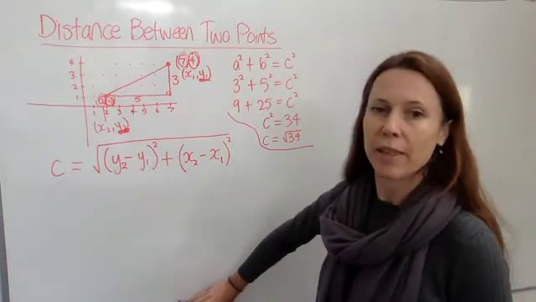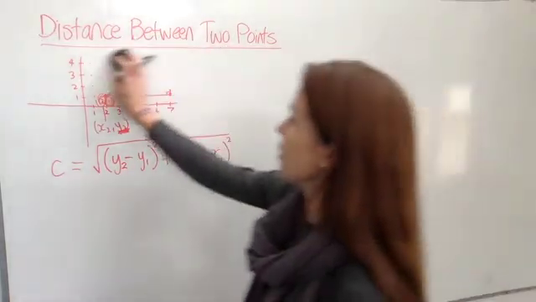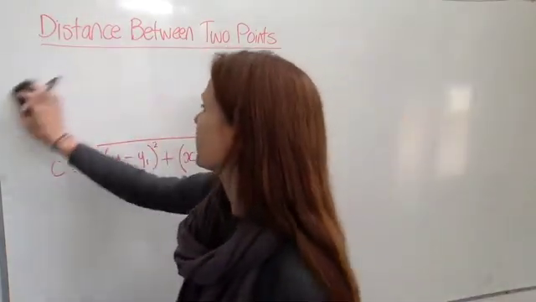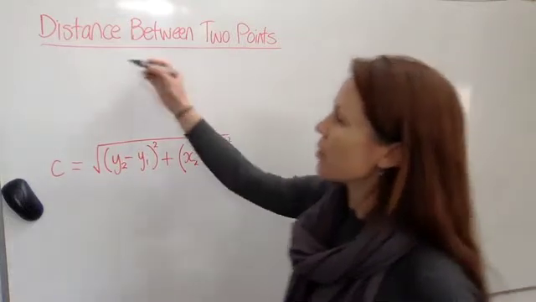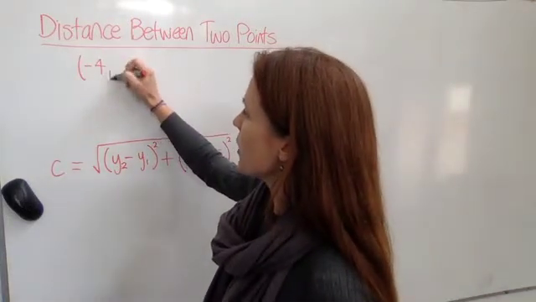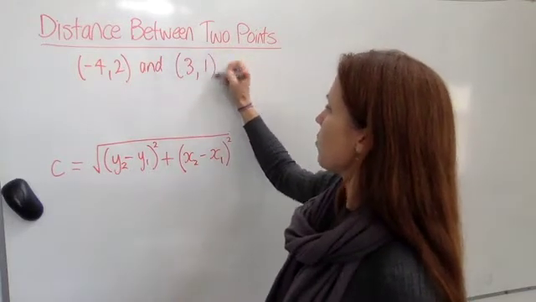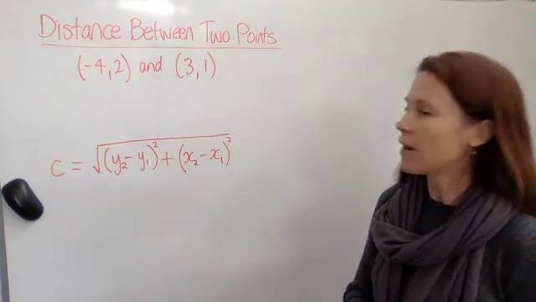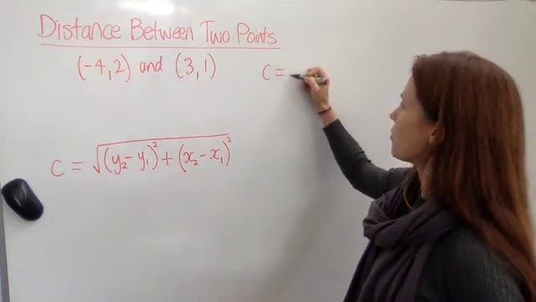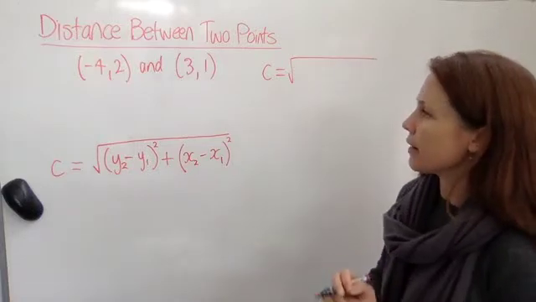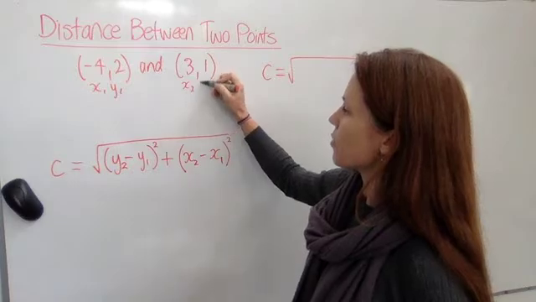So if we wanted to do another example now and work it out not using any picture whatsoever, we could basically just use this formula to find our distance. Let's say we want to find the distance between minus 4, 2 and 3, 1. Without even graphing these, I can throw them into this formula. Let's have a go. C equals square root of. Now, let's call this one x1, y1, and this x2, y2.